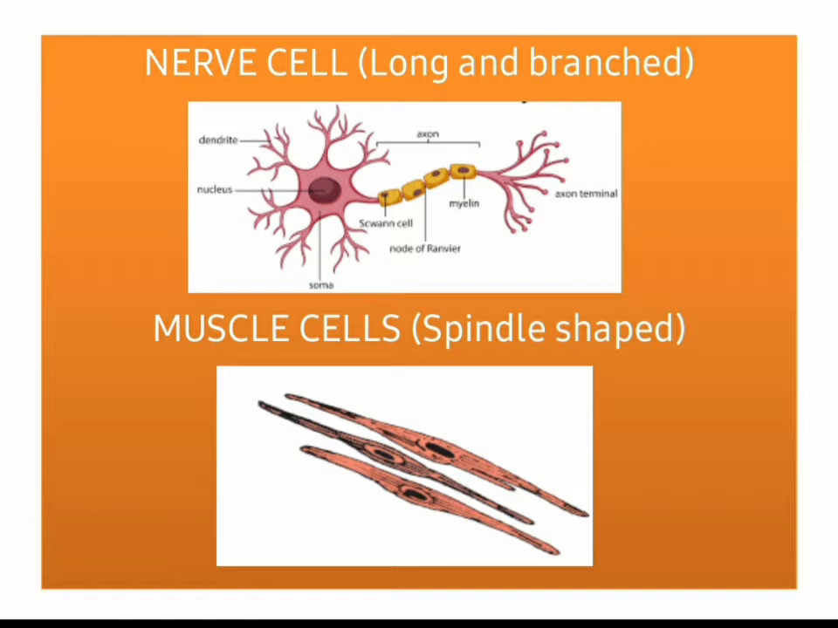Next, we have the nerve cell. It is elongated and branched. Here, you can see branches coming out of the nerve cells. The purpose of the nerve cell is to conduct the impulses from one part of the body to another. That is why they have this shape. Some of the cells, like muscle cells, are long and pointed at both ends. They exhibit a spindle shape. Spindle shape means pointed at both ends.